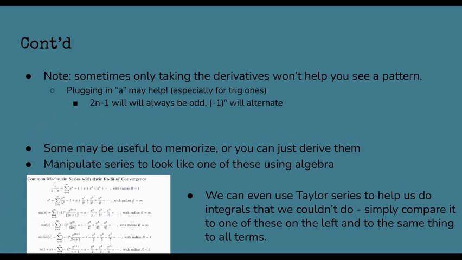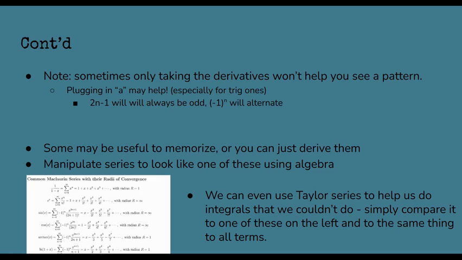Other times, for example if it was sine, if you took the derivatives, you'd just be like, okay, this is stupid, because it's going to be cosine, negative sine, negative cosine, and it would just go on like that, and you'll be like, that doesn't seem like a pattern. So sometimes it won't help, especially for the trig ones. But then you plug in A, and for the trig ones, you'll generally get a pattern that's more like 0, 1, 0, negative 1, 0, 1, 0, negative 1. And you were only able to see that by plugging it in. So that's why sometimes you have to do that.